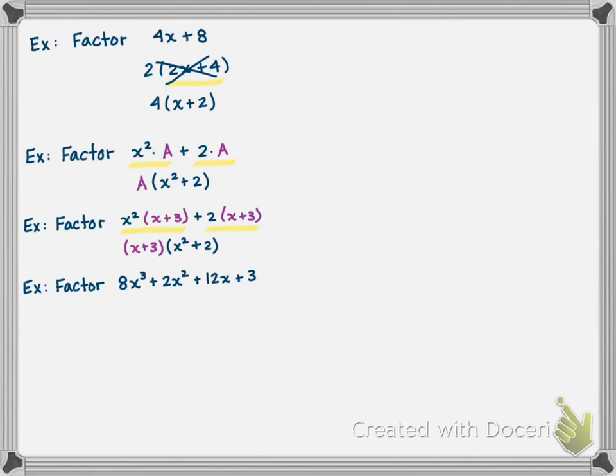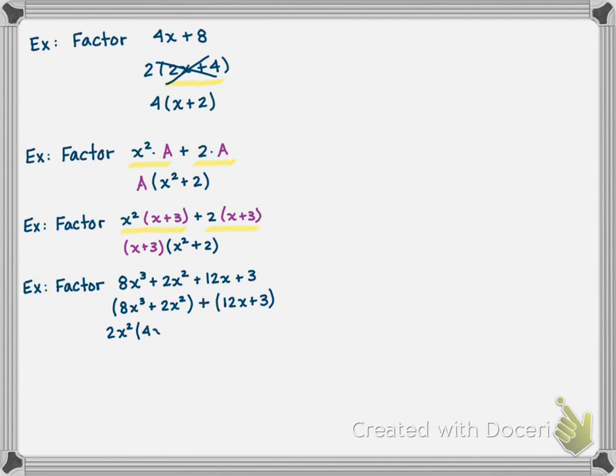How many terms do I have? 4. And so we're going to do this process called factoring by grouping, which means we're going to group the first 2 terms, and then there's addition between my groups, and then the second 2 terms. And we're going to factor the GCF out of each of those groups individually. So if I look at 8x to the third plus 2x squared, what's the GCF of those 2 terms? 2x squared. So we'll factor out a 2x squared.